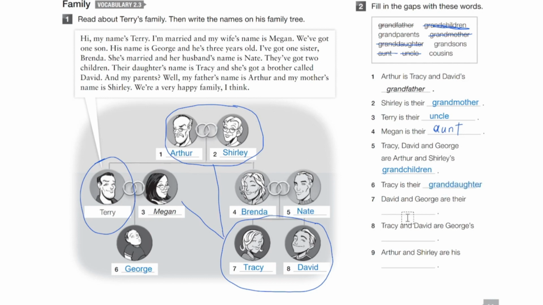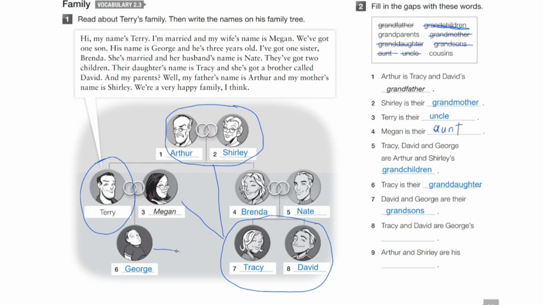Great. Number 7, David and George, right? David and George, the 2 boys, are there. Because they're boys, we say grandsons. That's it, grandsons. We're going to cross them out. There you go. And number 8, Tracy and David. So we've got Tracy and David are George's.